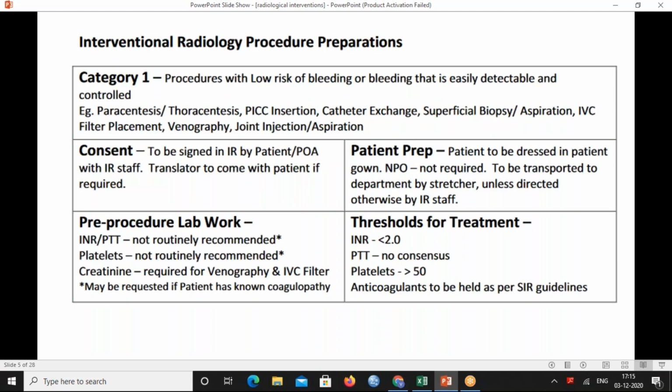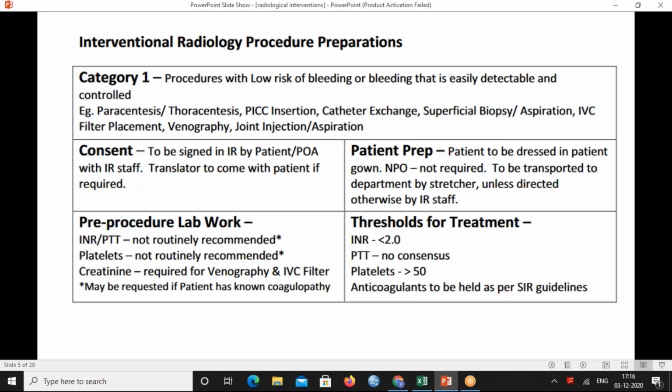The radiological procedures have been categorized according to the risk of bleeding. There are 3 categories. Category 1 are procedures with low risk of bleeding, or where bleeding can be easily detected and controlled, like aspiration procedures such as paracentesis or thoracentesis, PICC line insertion, catheter exchange, superficial biopsy, IVC filter placement, venography, and joint injection and aspiration. For these types of procedures, nil per oral is not required.